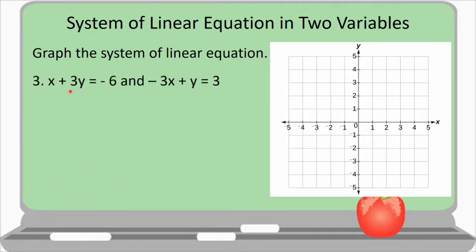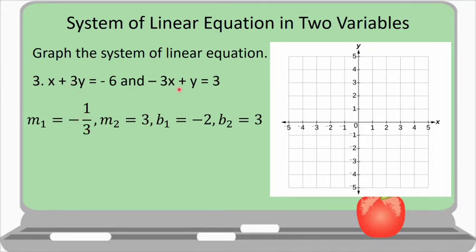We are given the equation x plus 3y is equal to negative 6 and negative 3x plus y is equal to 3. So let us get the slope and the y-intercept. So for the first equation, the slope is negative 1/3. So negative because we have here the plus sign, opposite of it, so negative, then 1 over 3. So we have the first slope as negative 1/3.